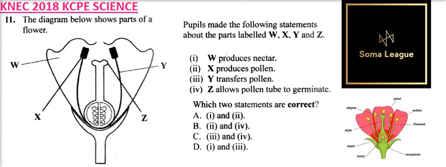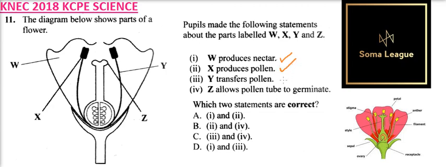So looking at the statements, we can say that W produces nectar. W represents the petal, and that is correct. So 1 is correct. We are required to find the 2 statements that are correct. X produces pollen. That is correct. That is the anther. It produces pollen.